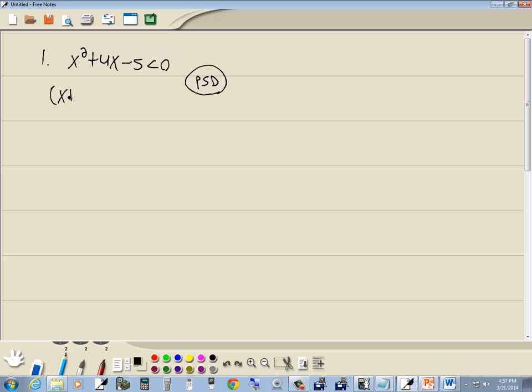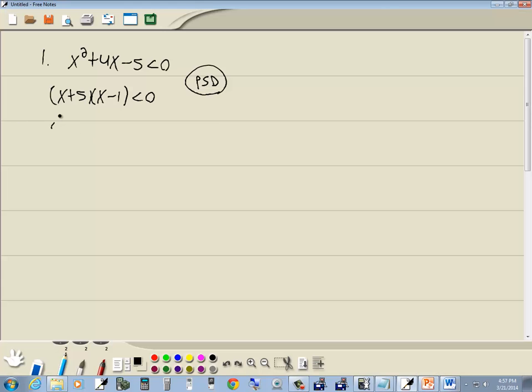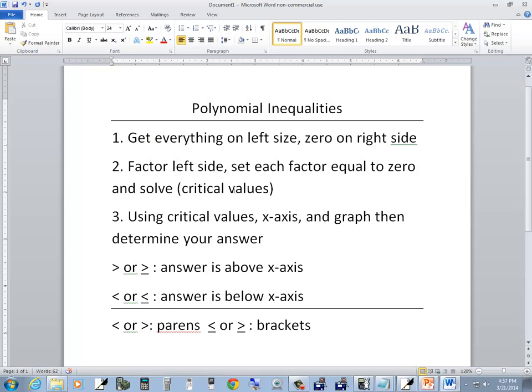This factors as x plus 5 times x minus 1. Then it says set each factor equal to 0 and solve. So we got x plus 5 equal to 0, and x minus 1 equal to 0. So that gives us x is equal to negative 5 and x is equal to positive 1. And those are our critical values. Then it says using your critical values, the x-axis and the graph, then determine your answer.